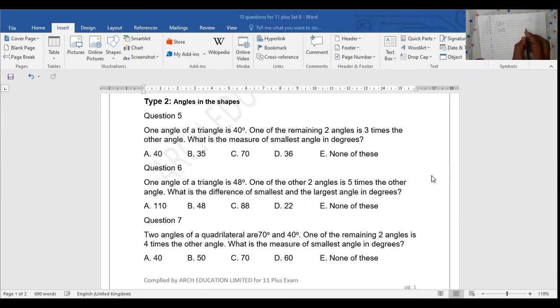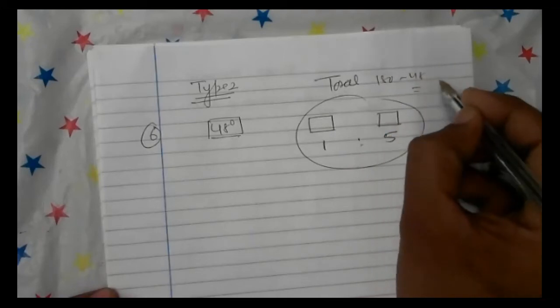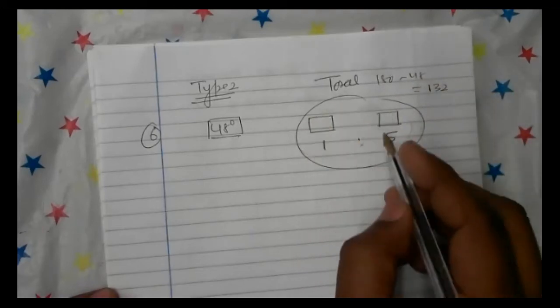One of the other two angles is 5 times the other. So the other two angles which are leftovers, one of them is 5 times the other. That means the ratio is 1:5 for the other two. And what is the total of these two angles? The total of these two angles is 180 take away 48, that gives you 132. So this total is 132.